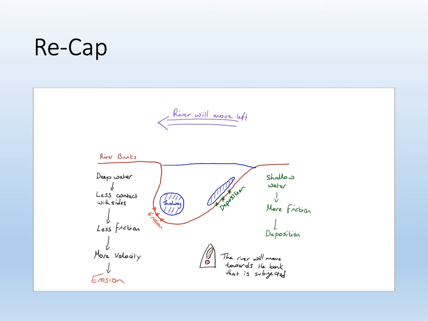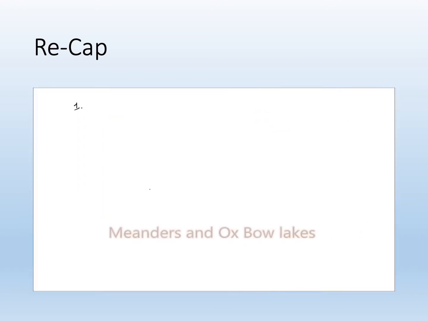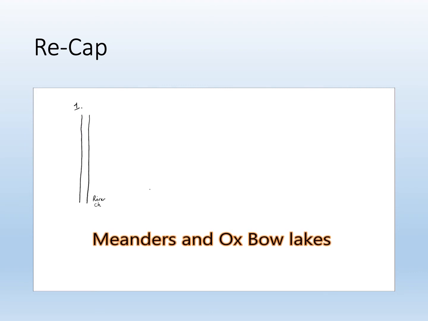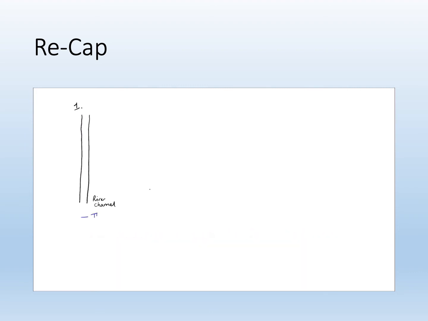In the shallow part of the river, however, the opposite applies. There is more friction, therefore there is deposition. And what tends to occur is that the whole river channel tends to shift to the left. It tends to shift in the direction of the deepest part of the river, or towards the bank which has been subjected to erosion.